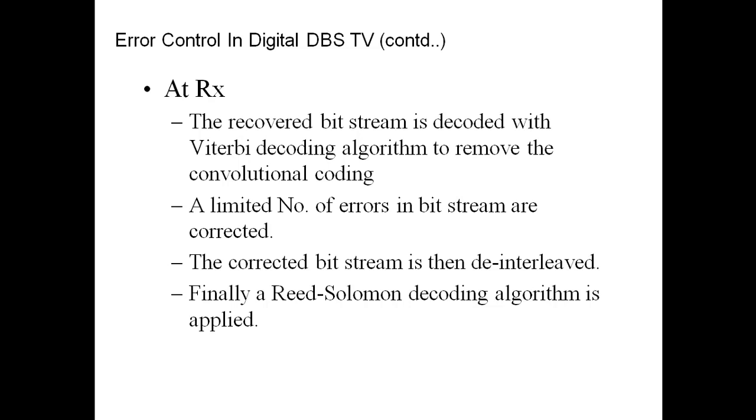At the receiver end, similarly, the recovered bit stream is decoded. We have encoded at the transmitter end and we are now decoding at the receiver end with the Viterbi decoding algorithm to remove the convolution coding. A limited number of errors in the bit stream are corrected. Whatever errors are introduced while transmitting the signal are corrected. The corrected bit stream is then deinterleaved. We have interleaved at the transmitter end and now we are deinterleaving at the receiving end. Finally, a Reed-Solomon decoding algorithm is applied.